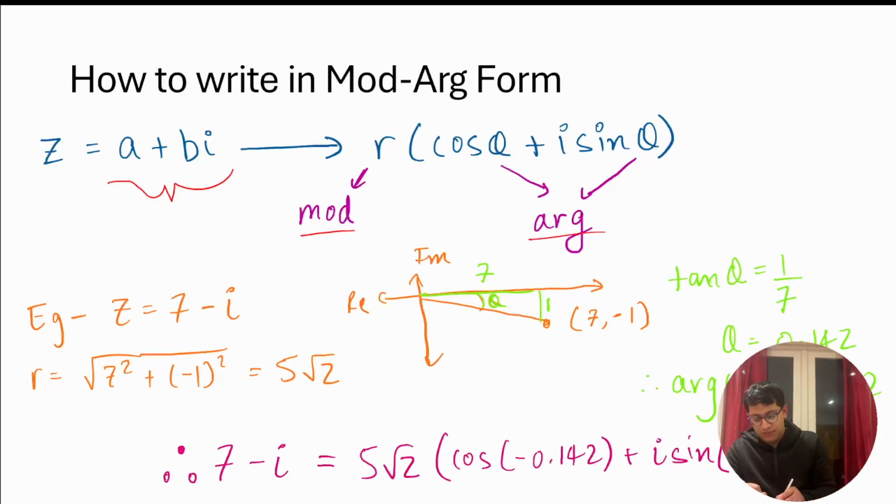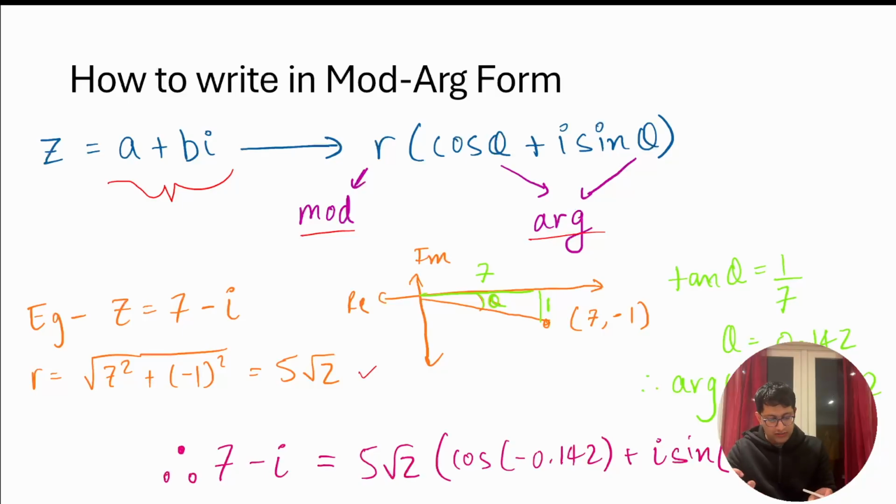So let's take another example, 7 minus i. Use Pythagoras quickly, using the coefficients, so 7 and minus 1, to work out the modulus r, which is 5 root 2. I've plotted it, so I can see what angle I'm working out. Do inverse tan of 1 over 7 to get 0.142.